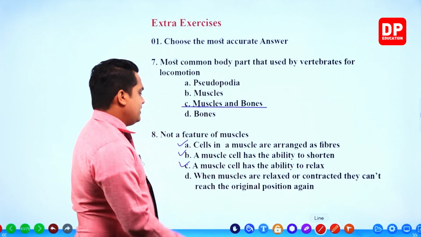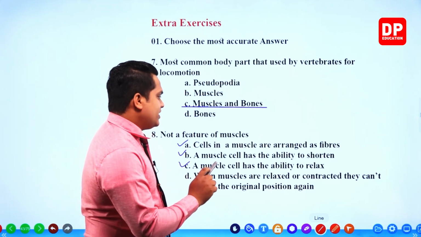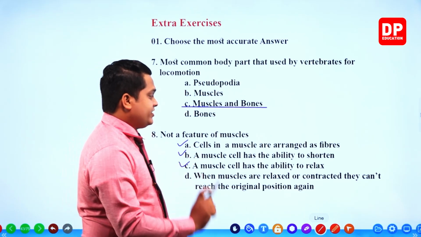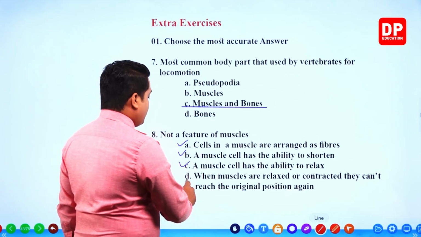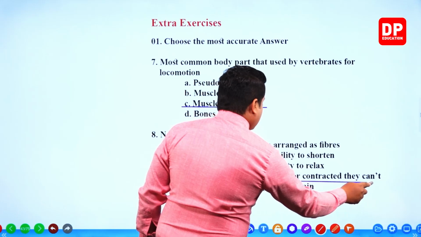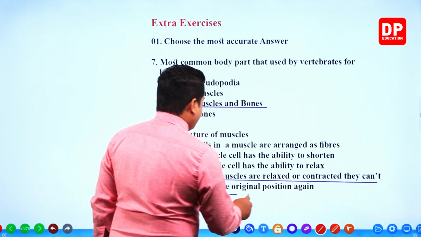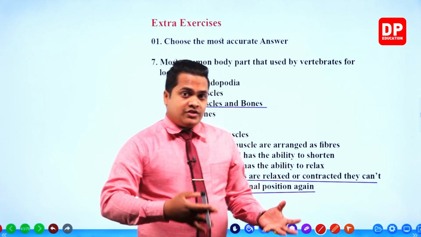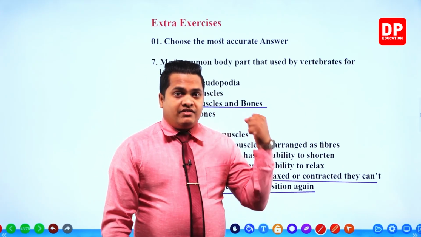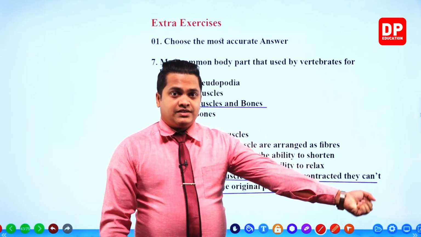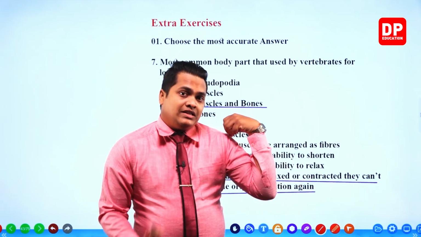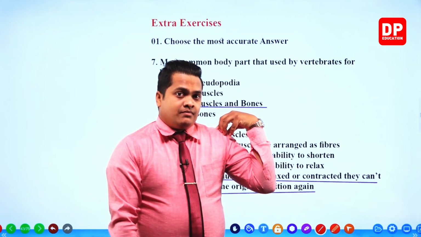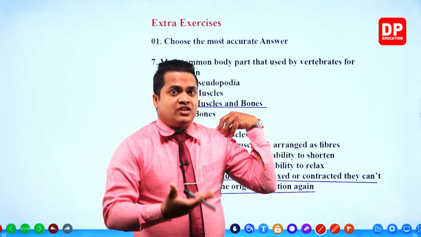We'll see. When muscles are relaxed or contracted, they can't reach the original position again. That's incorrect, my dear children. If muscles can't go to the original position once again, then we won't be able to do like this. Then we will be able to do only this. We won't be able to stretch it down as it is not moving to the original position.